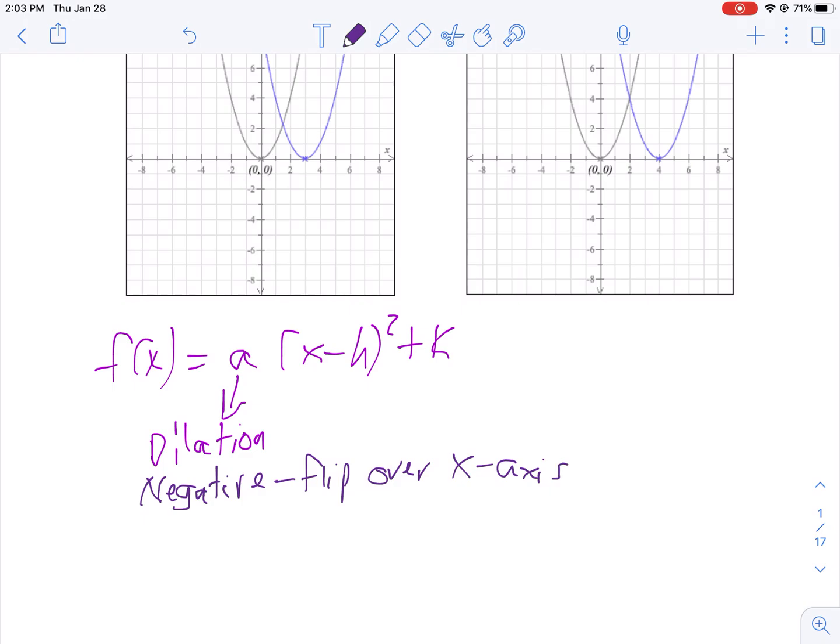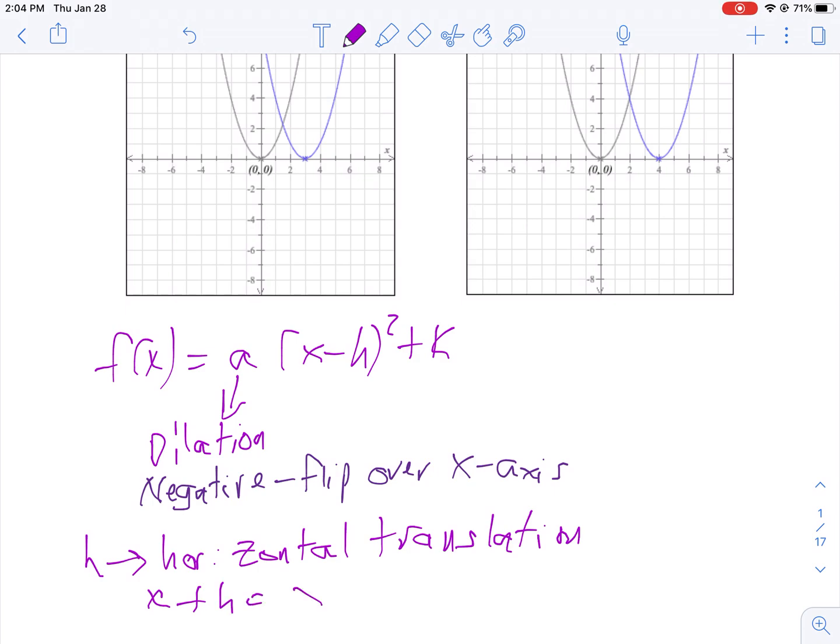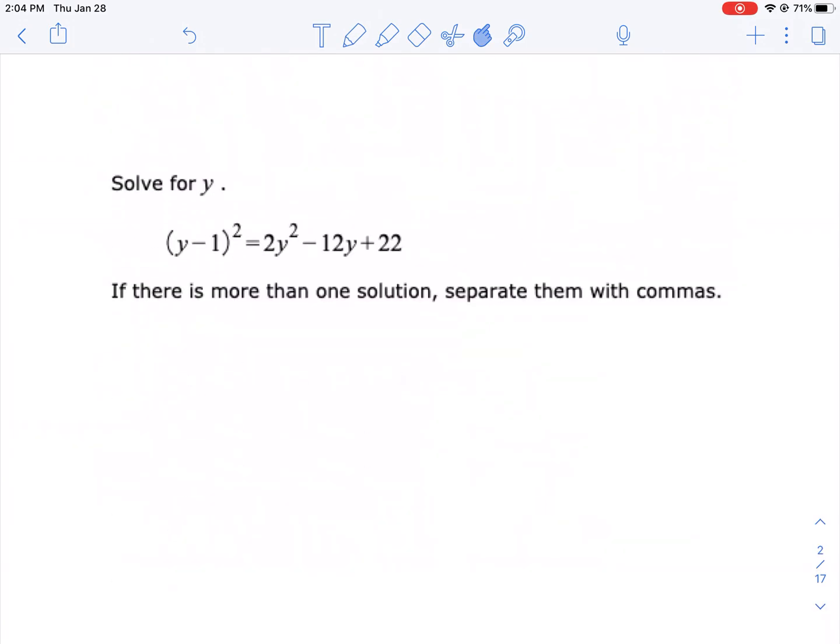The value of h, notice it's minus h. H is your horizontal translation. So if you have x minus h, we're going to translate it to the right that many units. If you have x plus h, that means x minus a negative h. That's what it really means. So then you're going to translate it horizontally to the left.